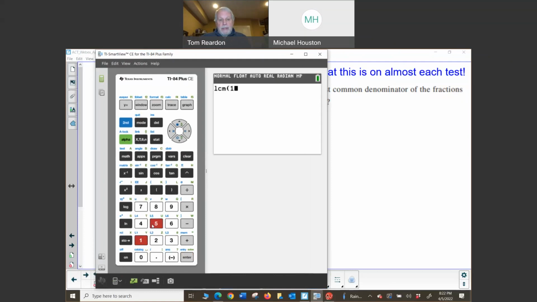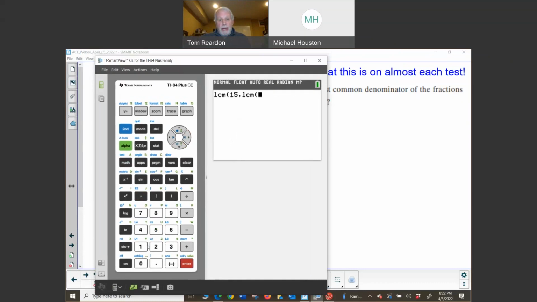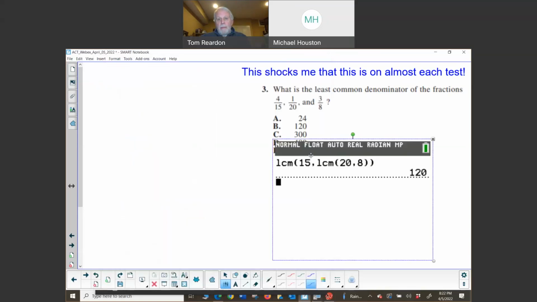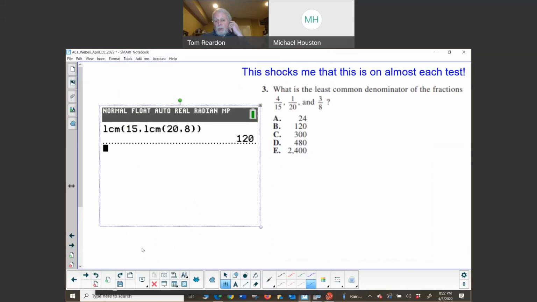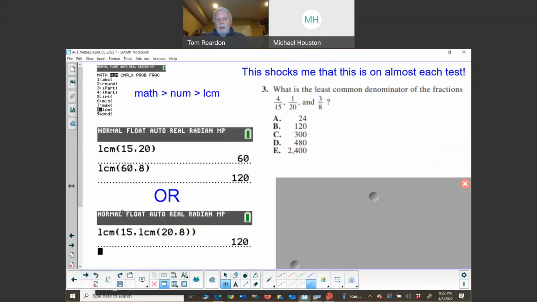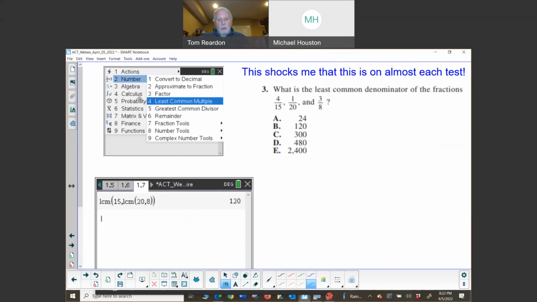Least common multiple of 15, comma, and then use the least common multiple again between the last two numbers, which are 20 and 8. So that would be one way to do it. The other way to do it would be, like I said, in two steps. And again, I'm showing you in case you weren't sure about that. And then you could also do this with least common multiple on the Nspire, which is under the number menu. Okay, again, the same thing.